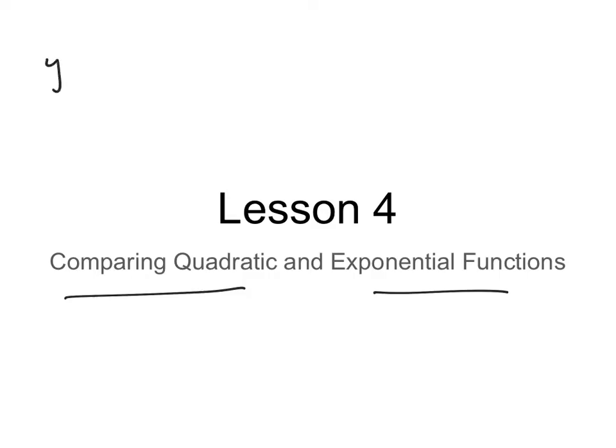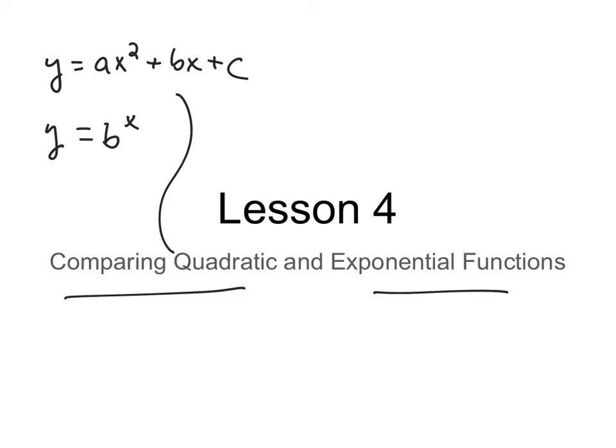Remember, quadratic looks like, we're going to do standard form. This is called ax squared plus bx plus c. And exponential is y equals a to the x, or b to the x, we always said, didn't we? Sorry. Okay, that's the difference, quadratic and exponential.